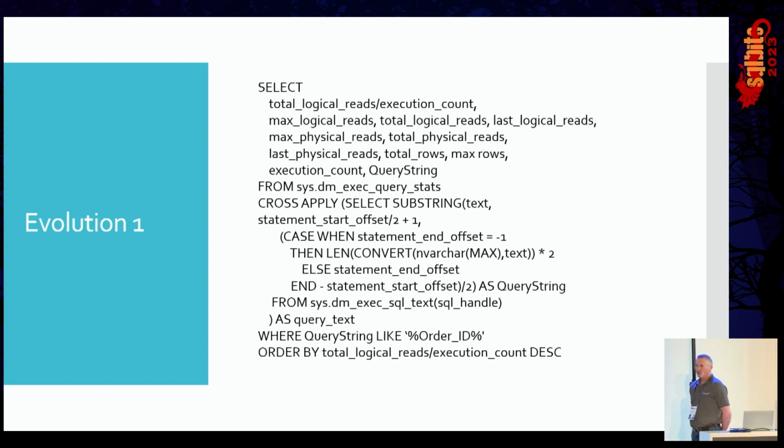Evolution 1. This is where I started. This gets a little bit of an eye chart, but here's a query that I started with to go after query statistics. You can see I'm going after DM exec query stats and DM exec SQL text. That's just for convenience; I could have stuck with the SQL handle, but decided I wanted a little snippet of what the text actually was. And you can see at the very bottom, I was ordering by total logical reads divided by execution count, so how many total logical reads divided by the number of times this thing ran.